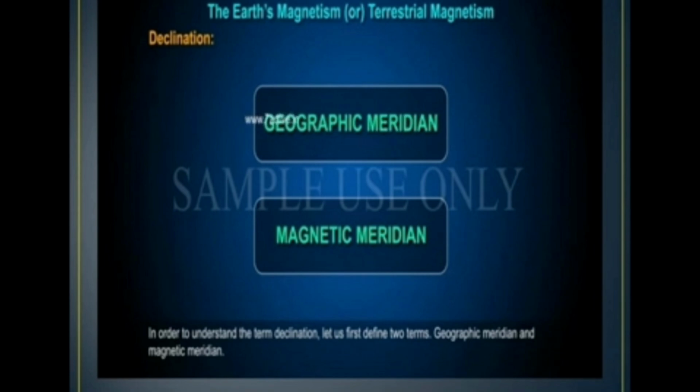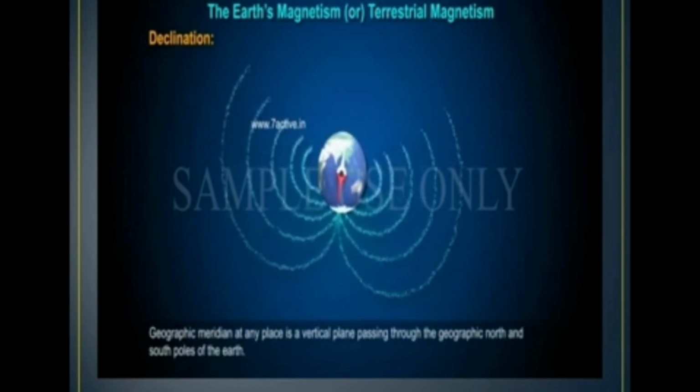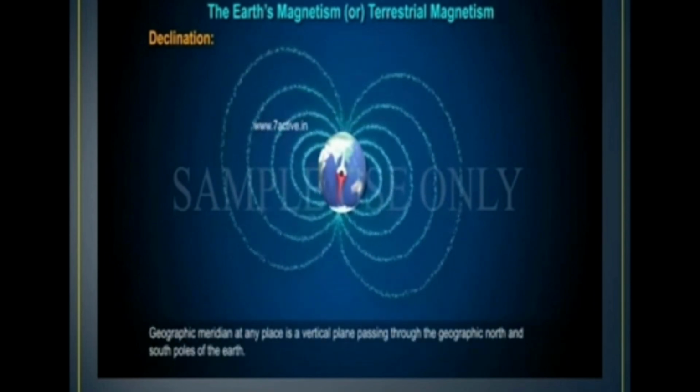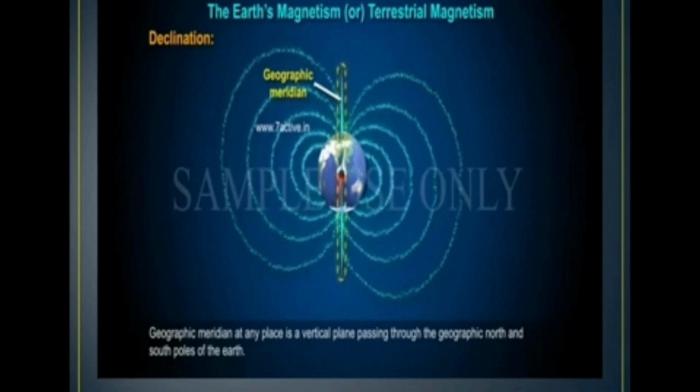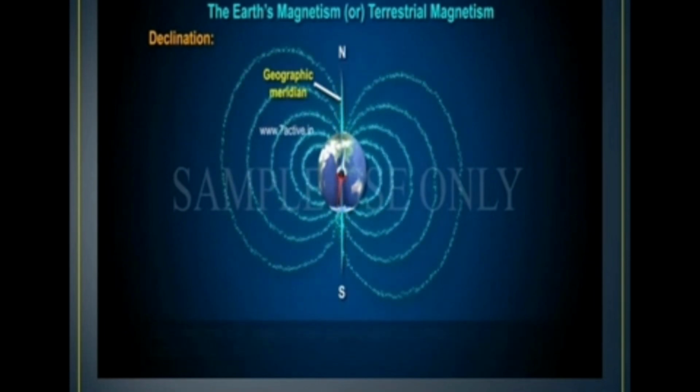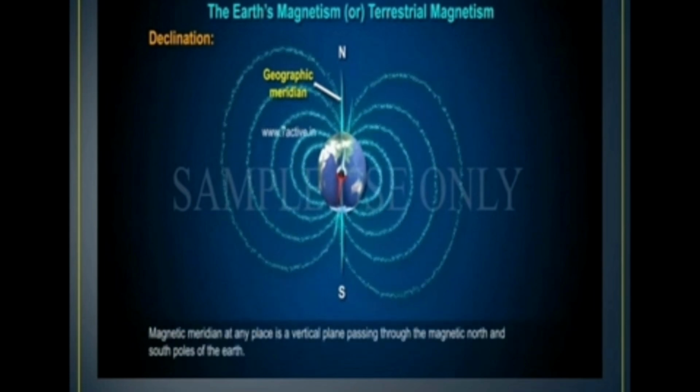In order to understand the term declination, let us define two terms: geographic meridian and magnetic meridian. Geographic meridian at a place is a vertical plane passing through the geographic north and south poles of the earth. It's a plane. Okay, that's called geographic meridian. Magnetic meridian at any place is a vertical plane passing through the magnetic north and south poles of the earth.